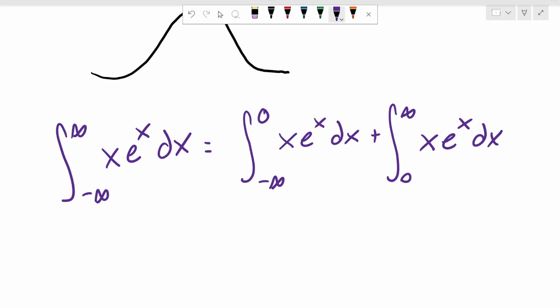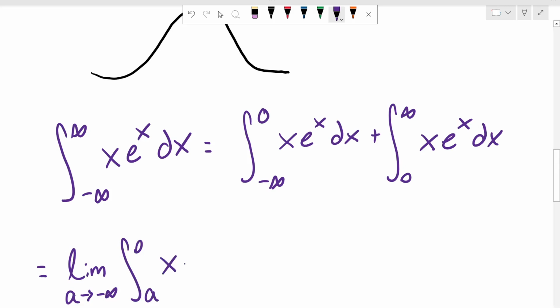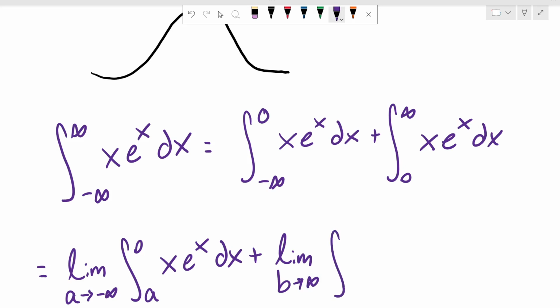Okay. So with negative infinity to 0, like I said, we typically call the lower bound a. So we'll take the limit as a goes to negative infinity of the integral from a to 0 of x e to the x dx, plus the limit as b goes to infinity of the integral from 0 to b of x e to the x dx.